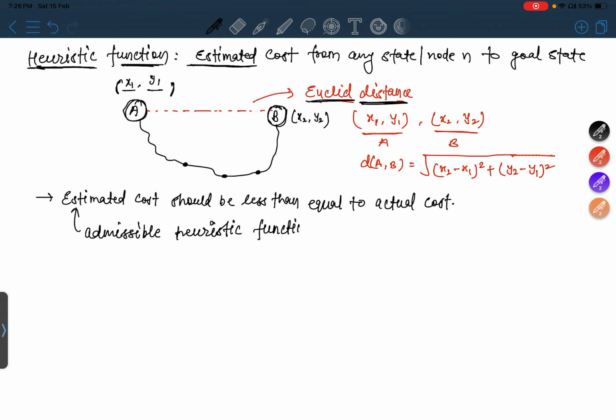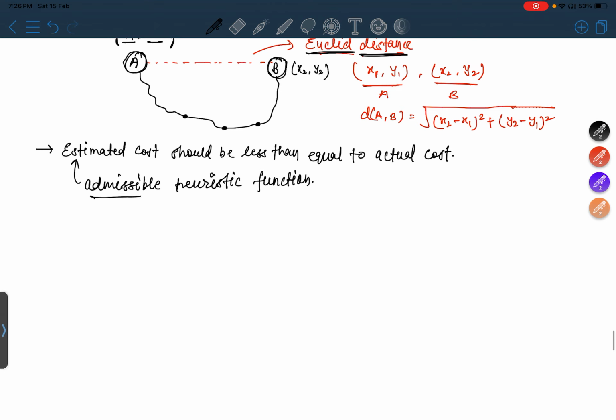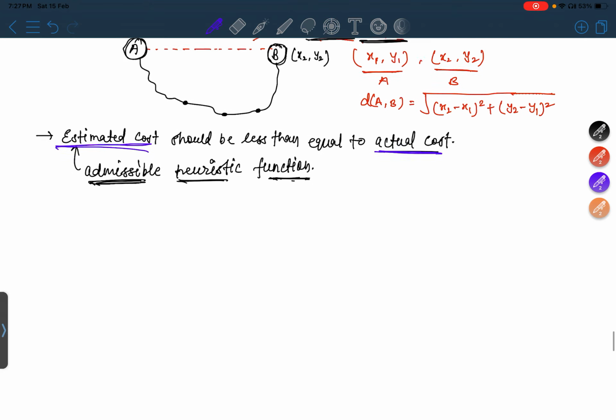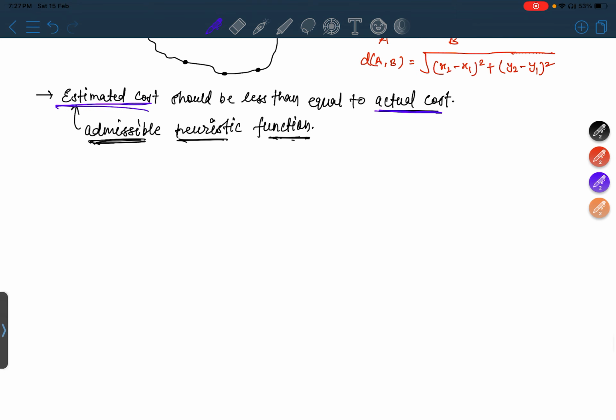ठीक है? So what are the admissible heuristic functions? Admissible heuristic functions are functions which give the estimated cost which is less than or equal to the actual cost. So actual cost model हमने define किया, that should be greater than or equal to estimated cost. Okay. And what about the consistent heuristic?